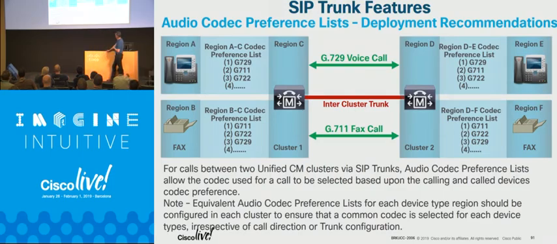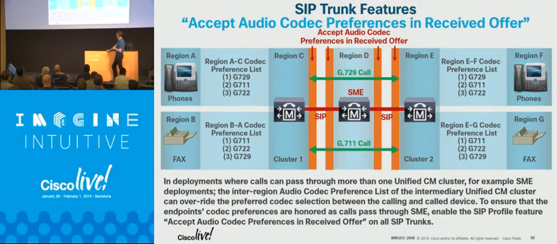So you've got a single trunk now between two call managers, but the faxes can prefer G711 and the phones can support G729. It's also used in SME environments. So in SME environments, what you're doing here is checking the box, accept audio codec preferences as received offer. We talked about that before.